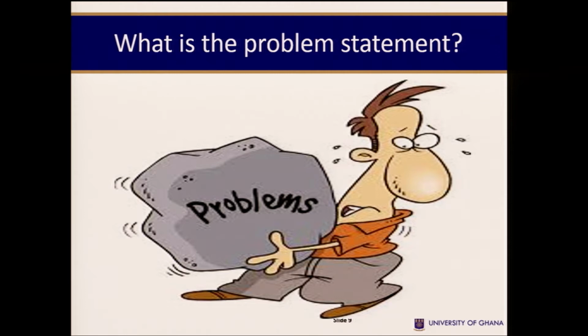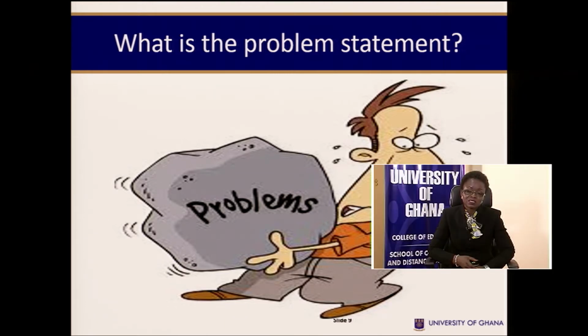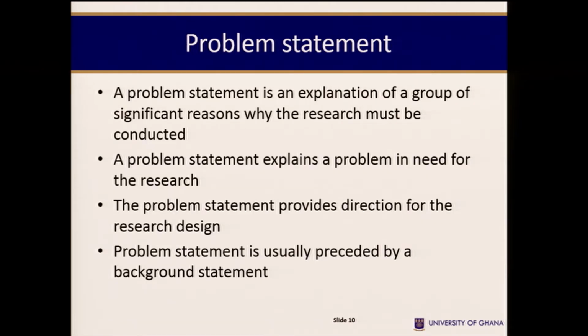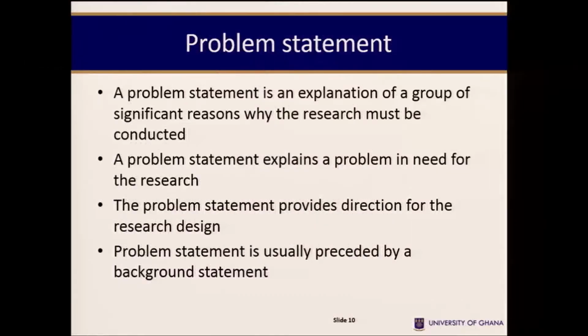Now let's see the problem statement. What is the problem statement? You have written the background. The next thing for you to write is the problem statement. The problem statement is an explanation of the problem that you want to study. In the background, you are describing the problem. In the problem statement, you are explaining significant reasons why it is important for you to do this research. You have several reasons why it is important for you to do this research. How you explain this problem gives you the problem statement. And of course, you need some literature to back the problem statement.